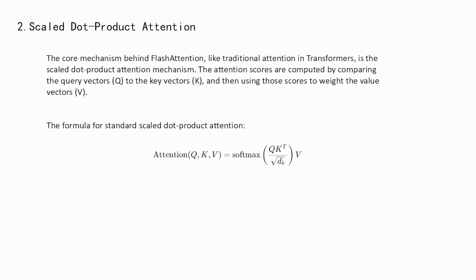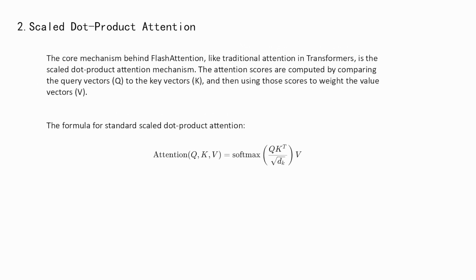The formula for standard scaled dot product attention is as follows. Q is the matrix of queries, K is the matrix of keys, V is the matrix of values, dk is the scaling factor. It ensures that the dot product doesn't grow too large as the dimensionality increases.